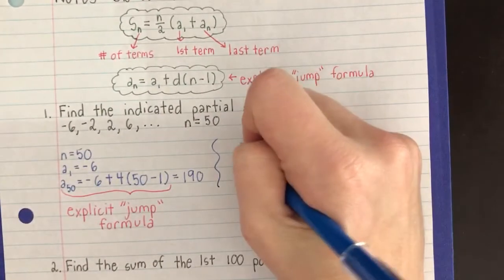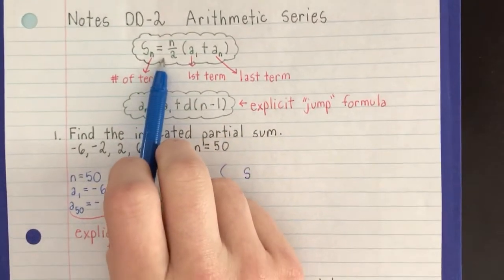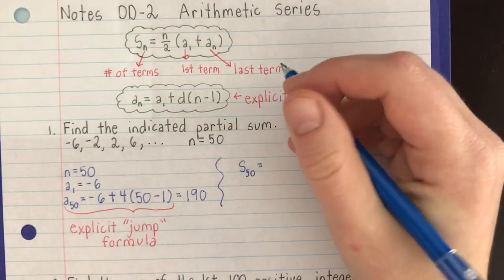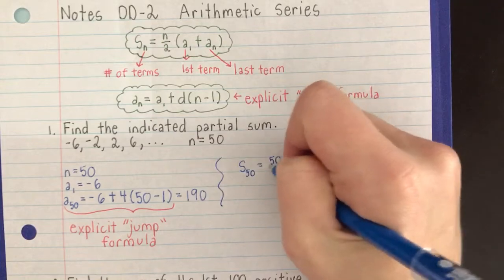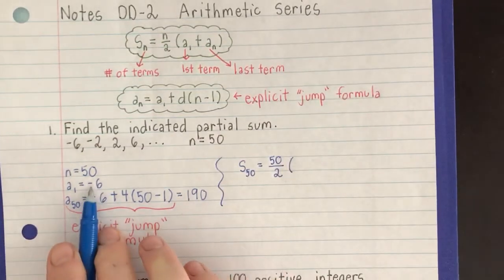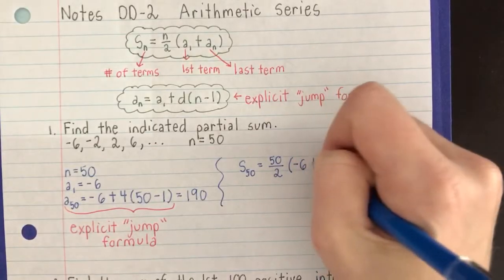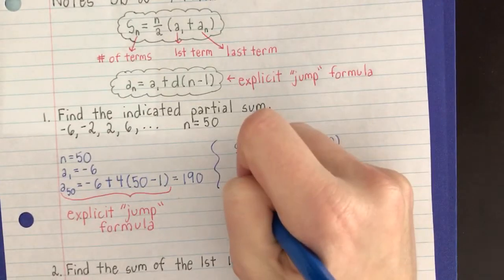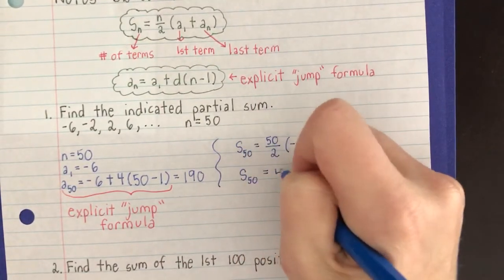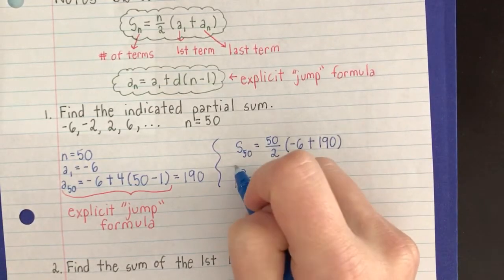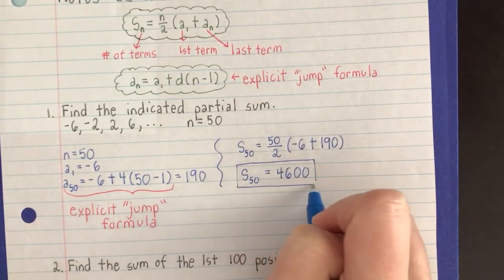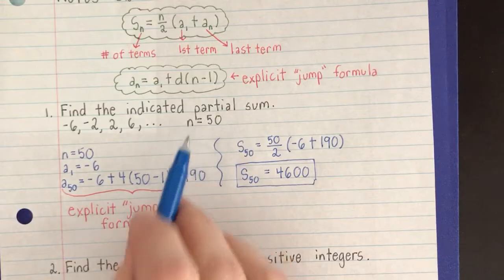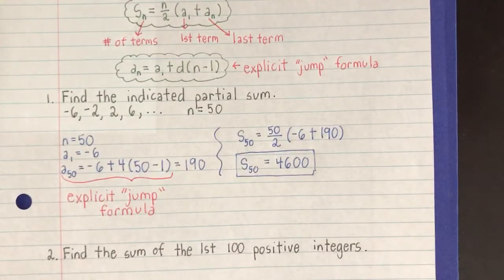So let's go ahead and plug into our arithmetic series formula, our sum formula. So S sub 50, since n equals 50, is equal to n, which is 50 over 2 times -6 plus 190. Work that out and you get S sub 50 equals 4,600. So if you add up all the numbers in this sequence all the way up to 50 terms, that's what that n means, how many terms, then you would get 4,600.